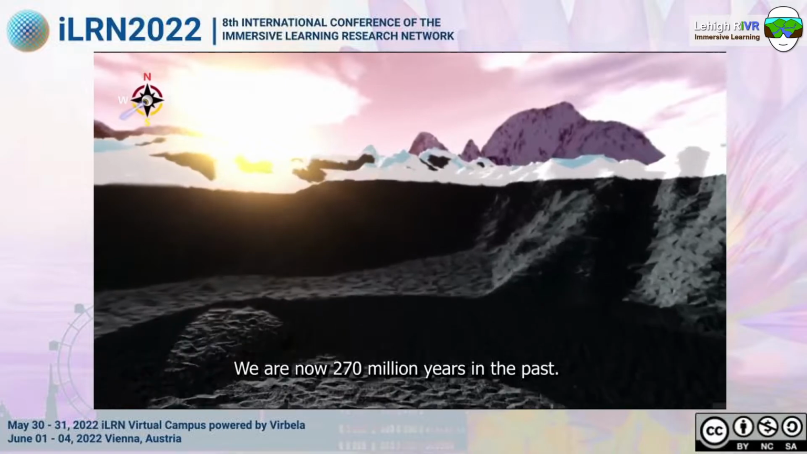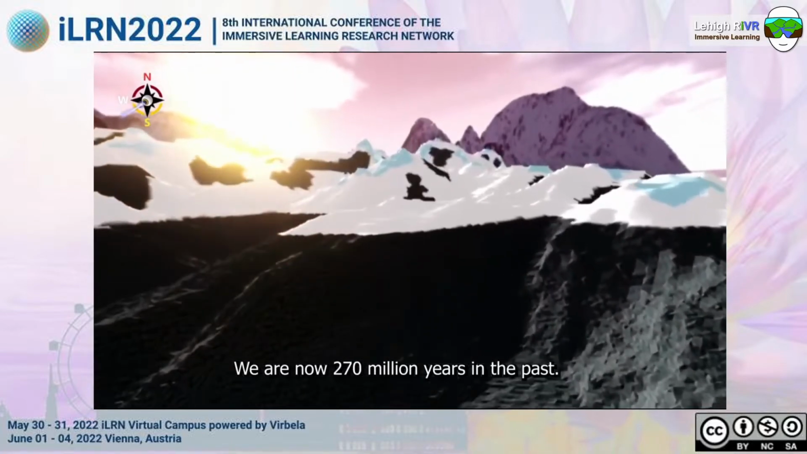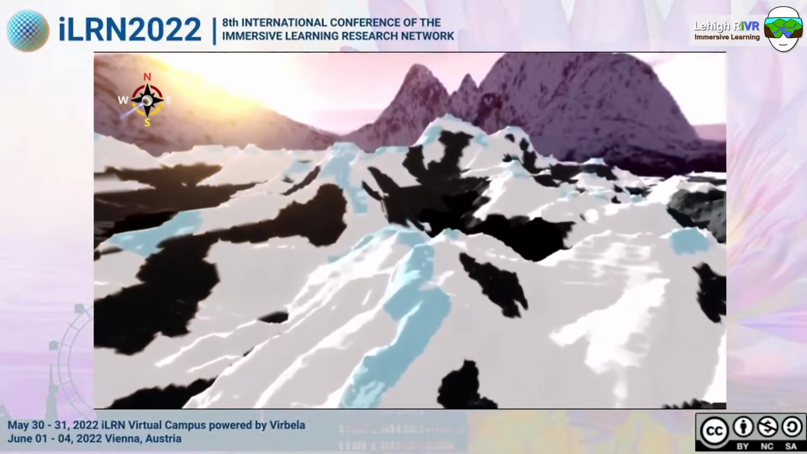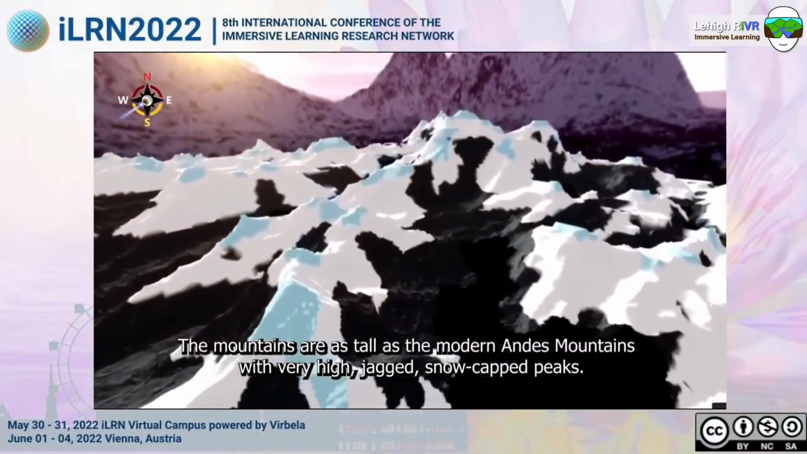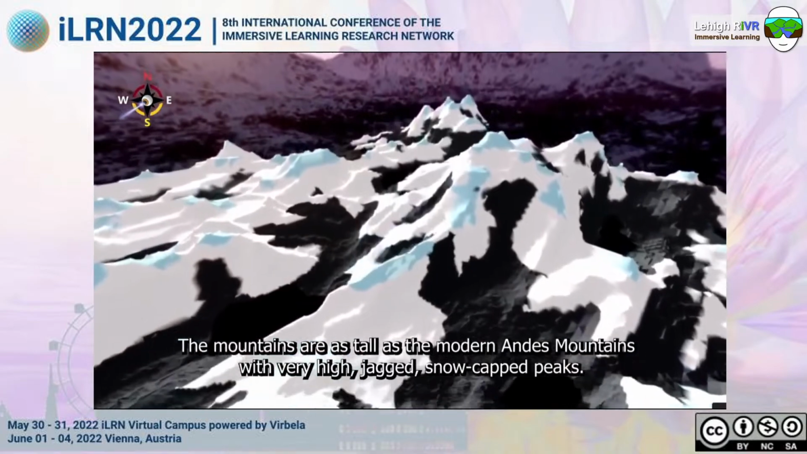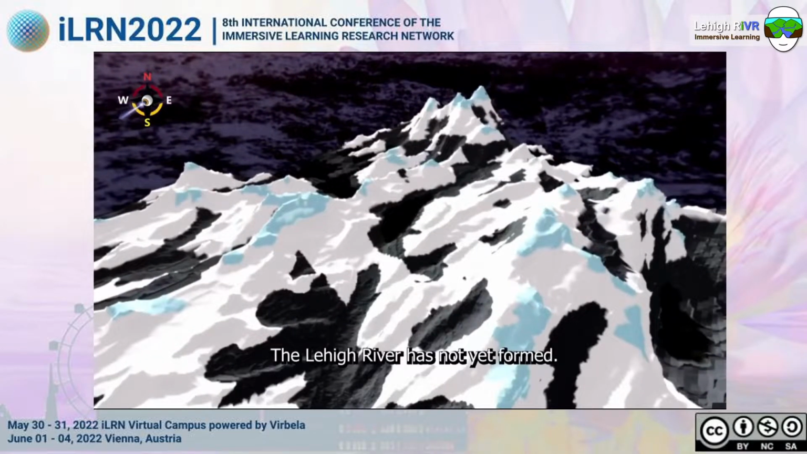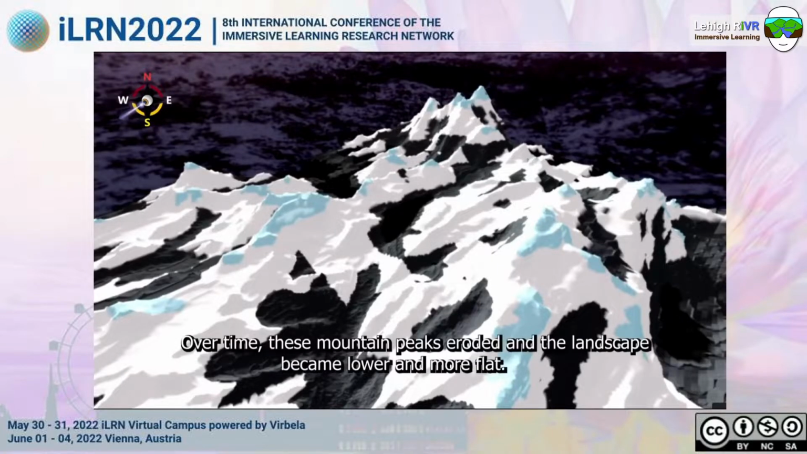We are now 270 million years in the past. The Appalachian Mountains have just been formed. The mountains are as tall as the modern Andes Mountains, with very high, jagged, snow-capped peaks. The Lehigh River has not yet formed. Over time, these mountain peaks eroded and the landscape became lower and more flat.